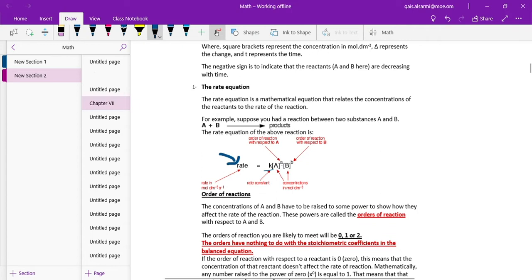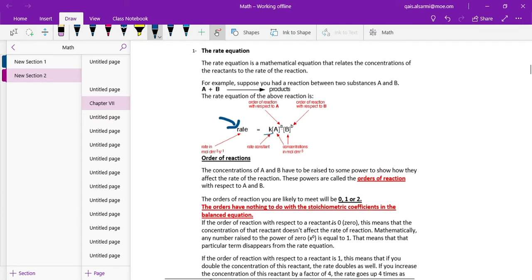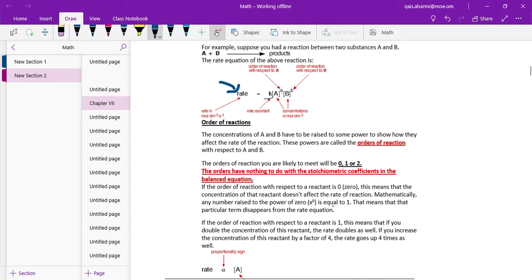That's very easy. If the order is 0, anything raised to the power of 0 is 1. So basically, when the order of a reaction with respect to any reactant is 0, this reactant is not affecting the rate of the reaction. So let's say [A] to the power 0. This means that changing A would not affect the rate because [A] to the power 0 is 1 regardless of the concentration that you are using. So if the order with respect to a reactant is 0, the concentration of that reactant does not affect the rate of the reaction.